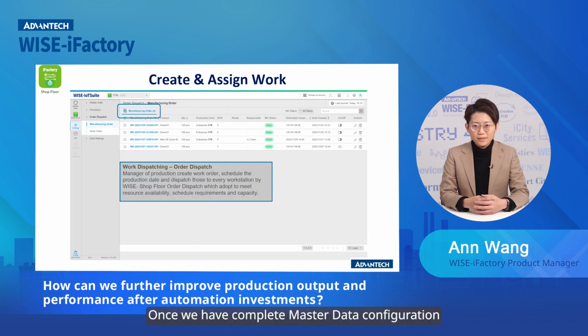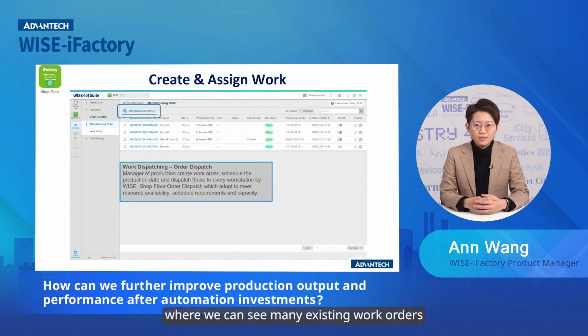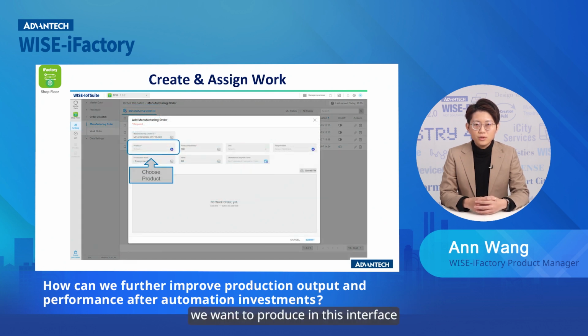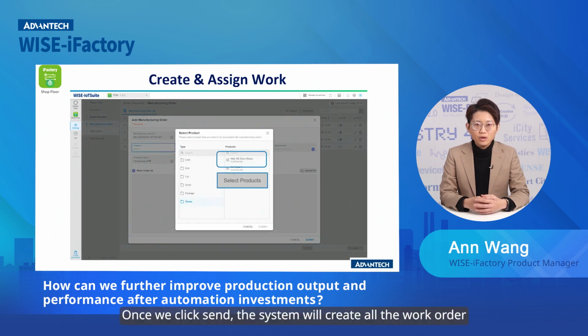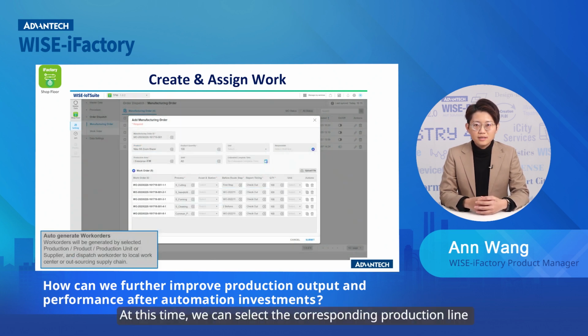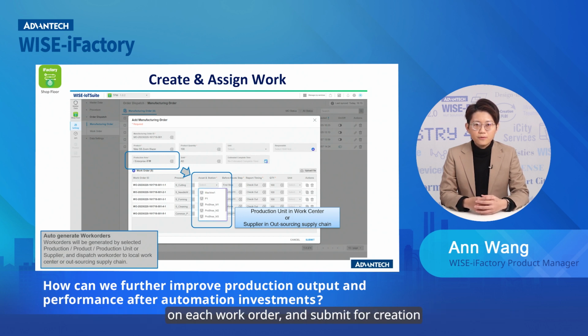Once we have completed the master data configuration, we can quickly and easily apply these settings to open a work order. Let's take a look at the Open Work Order page, where we can see many existing work orders. Click the plus sign in the upper left corner to add a new one. First of all, we select the product we want to produce in this interface. Once we click Send, the system will create all the work orders according to the process of making the shoes. At this time, we can select the corresponding production line from the production area and configure the production equipment machine on each work order and submit for creation.